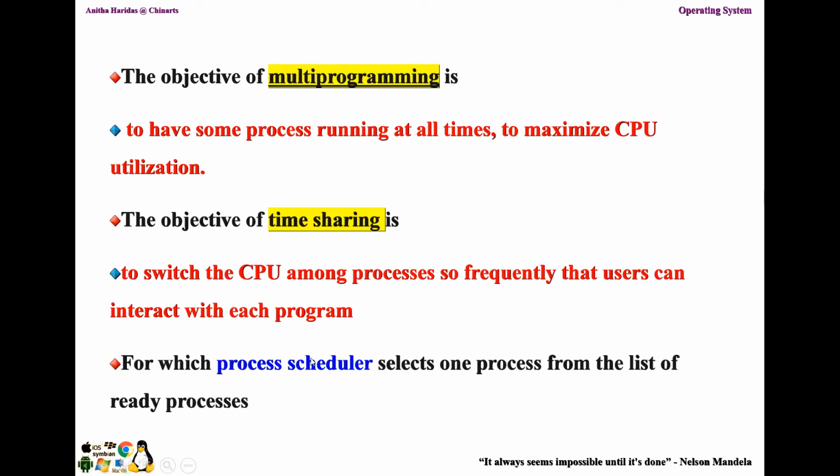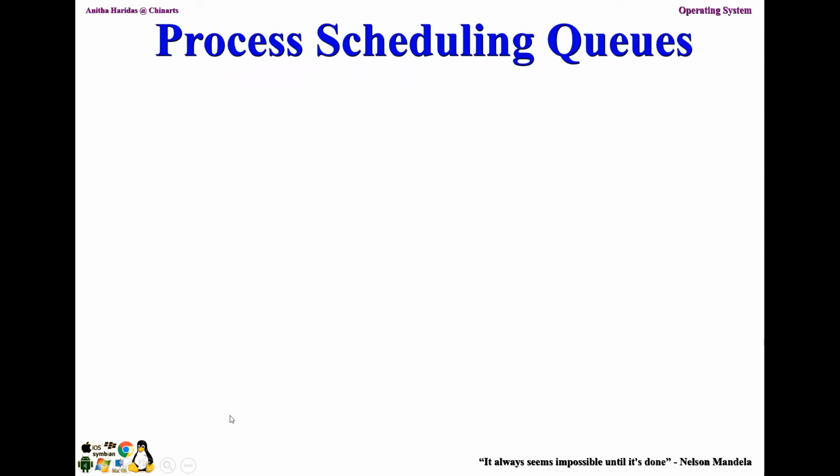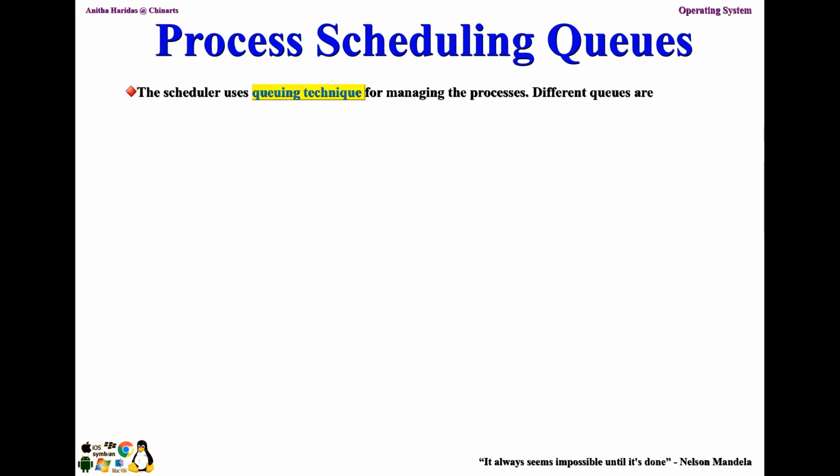Now, as I told you, the process scheduler is going to select one process from the list of ready processes. So the process scheduling mechanism uses a queuing technique for managing all the processes, because I have more than one process. I cannot give all the processes to the processor at once. So you need someone to manage the processor as well as all the running processes. Who will be managing it? The scheduler will be managing. How is the scheduler going to manage? The scheduler will use the queuing technique.